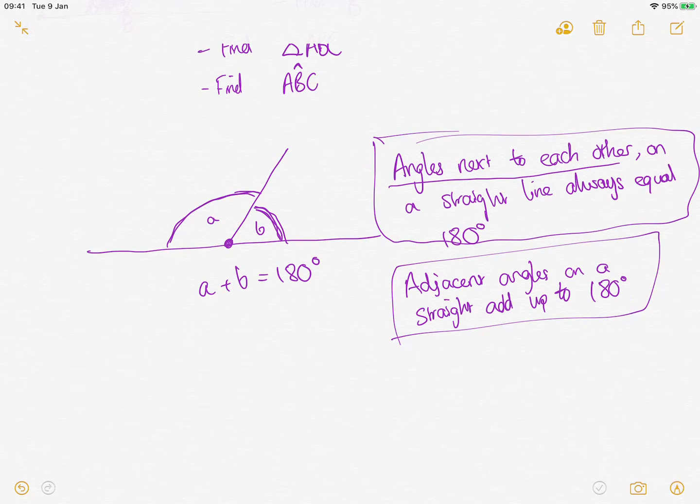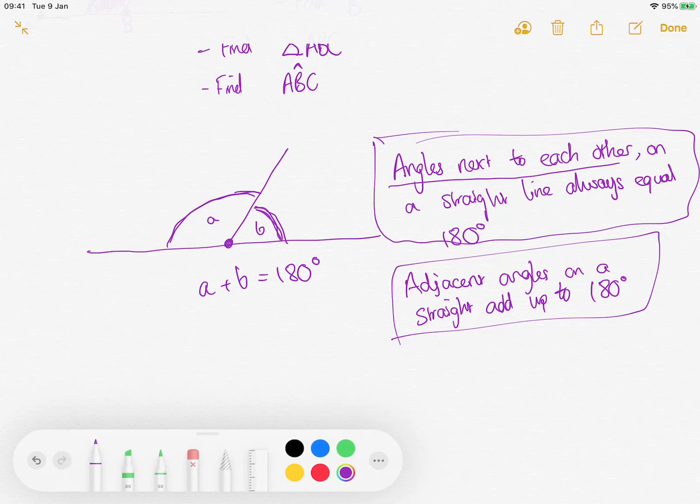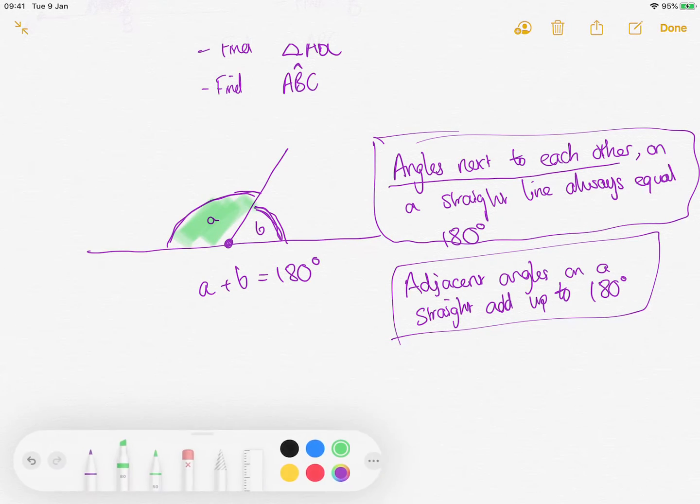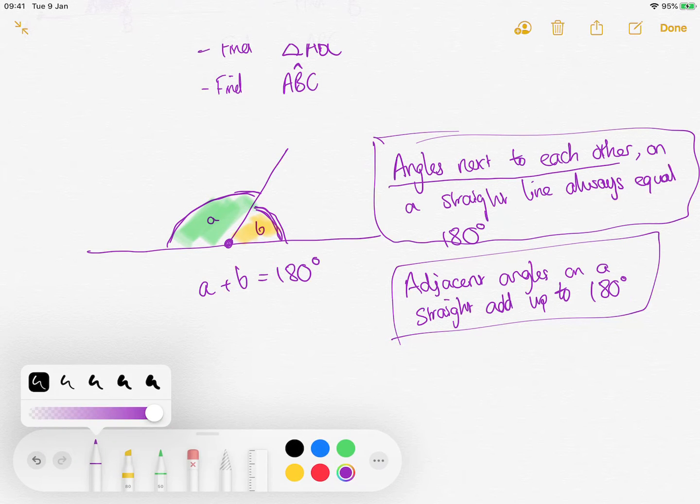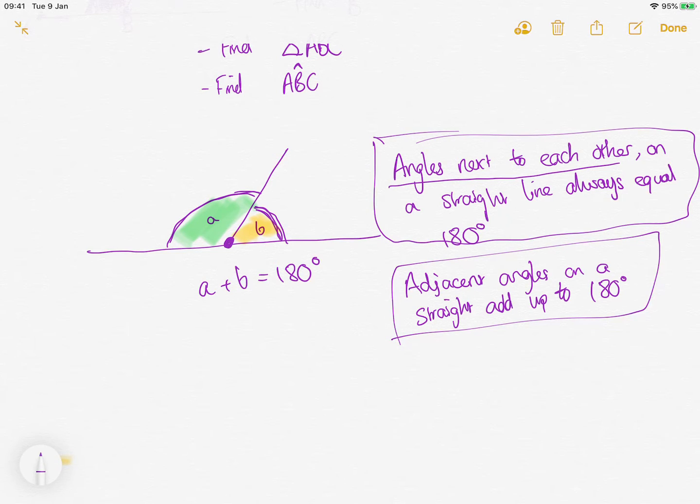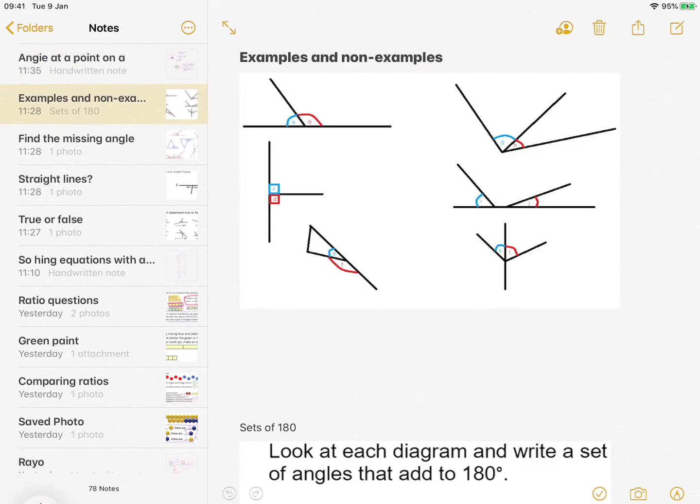You may be used to the definition of angles on a straight line equal 180 degrees, but there are some problems with that, and I'll show you some non-examples. I think it's important to get that they have to be next to each other. So one angle here, it has to be next to the other one, adjacent to it, right next to it. And then our title was at a point, so this is our point here. Right, I'm just going to show you some non-examples then.